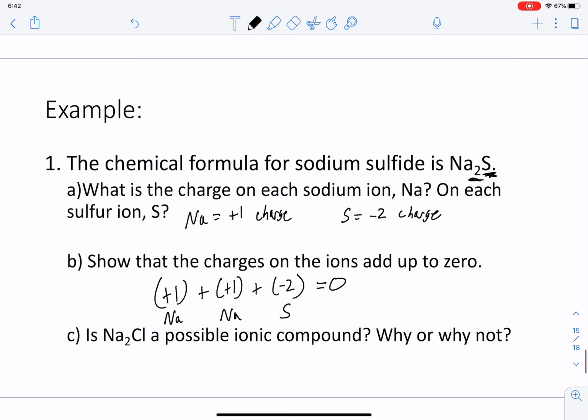And then for the second one, is sodium chloride a possible ionic compound? Why or why not? So this is saying that there's 2 sodiums here, so we would have 2 +1 charges, right? Because sodium's +1. Chlorine's always going to form a -1 charge. If we add those up, we get +1. That's very sad. That's a no-go. So this would not work. This is not a possible ionic compound because the charges do not add up to 0.